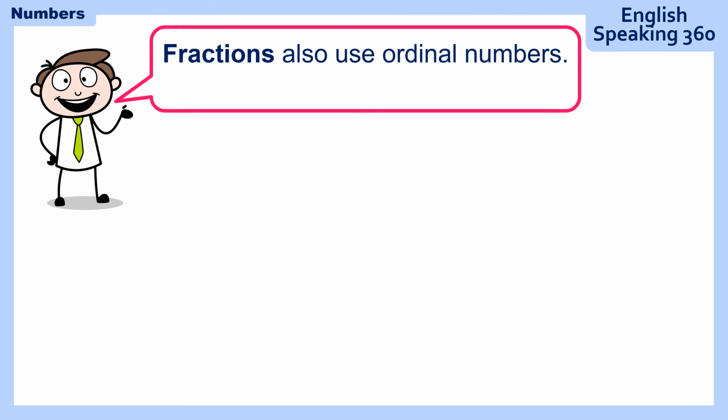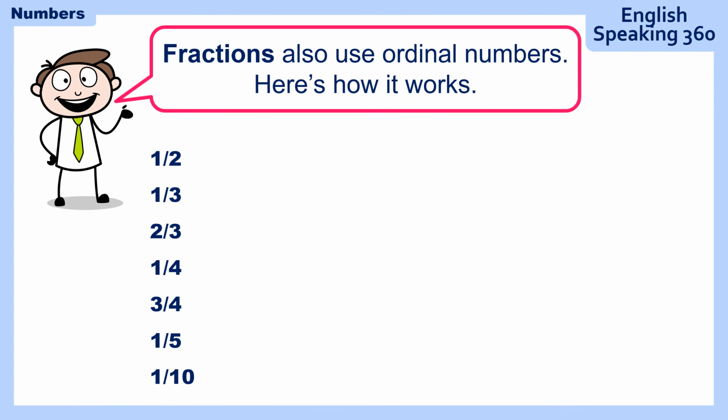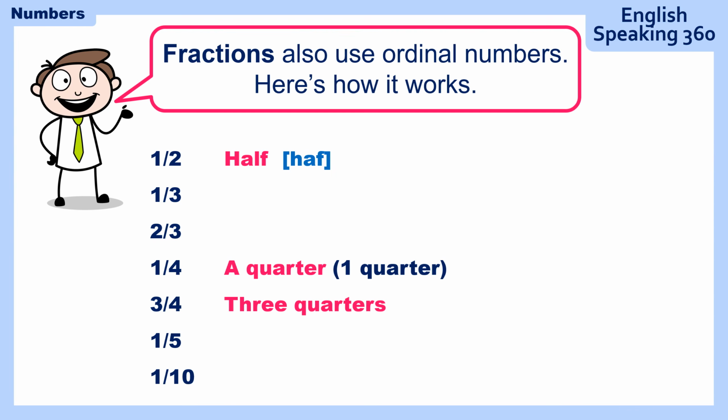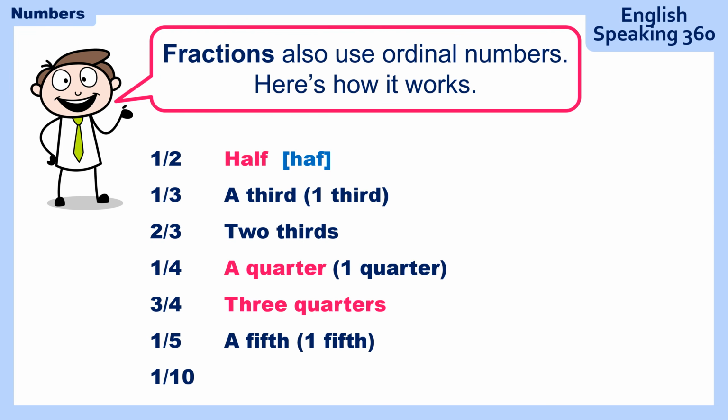Fractions also use ordinal numbers. Not all of them. Here's how it works. So let's go with the basic ones first. So half, that's good. A quarter, that's okay. 3/4 is okay as well. But now let's use ordinal numbers. A third or 1/3. 2/3. A fifth or 1/5. A tenth or 1/10. There you have it. They also use ordinal numbers.